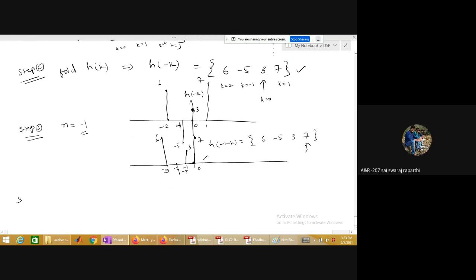Okay, now what is step 4? Multiply the folded and shifted signal with the unfolded signal. So x of k is the unfolded signal. Can you tell me what the unfolded signal is? X of k is 1, -2, 4, 3. First one is 1. Where is the origin point? 1. When you multiply, the origin points must coincide. Yes or no?